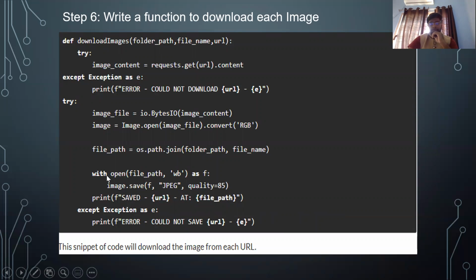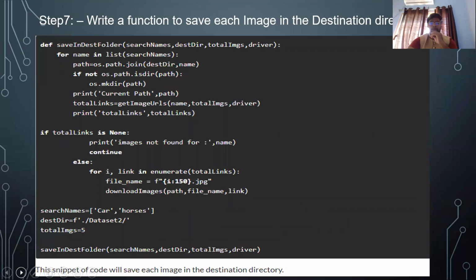Step 6. Write a function to download each image. This is the code to be followed, and this snippet of code will download the image of each URL. Step 7. Write a function to save each image in the destination directory. The following code shown in the PPT will save each image in the destination directory.